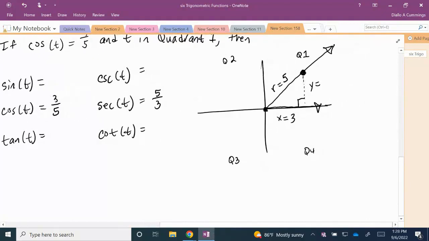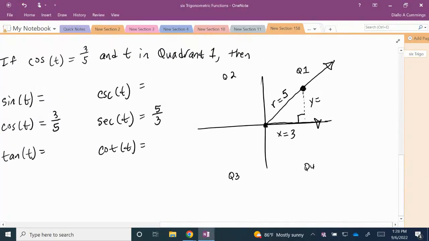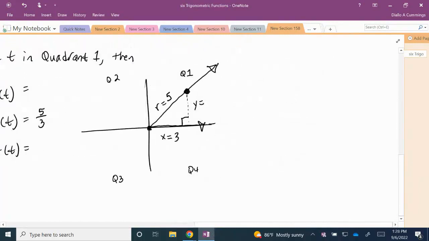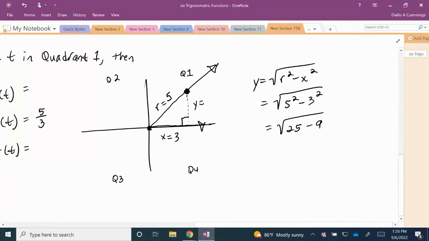Now, in order to find anything else, I need to know y. So in order to find y, I'm going to use that formula. y is equal to the square root of r squared minus x squared. So r is 5, we're going to square that, minus x is 3, we're going to square that. So we have 25 minus 9, which is the square root of 16. So y is going to equal 4.